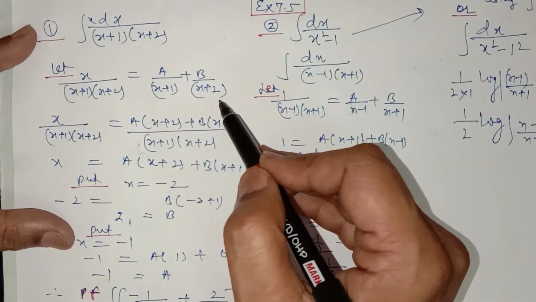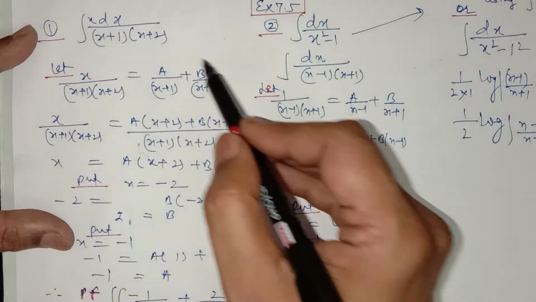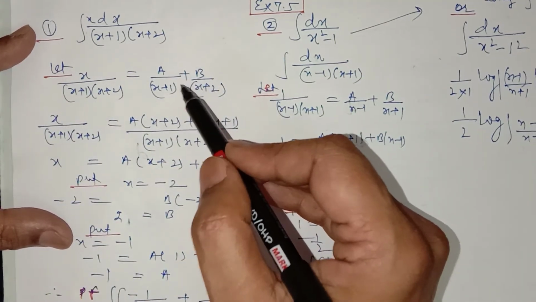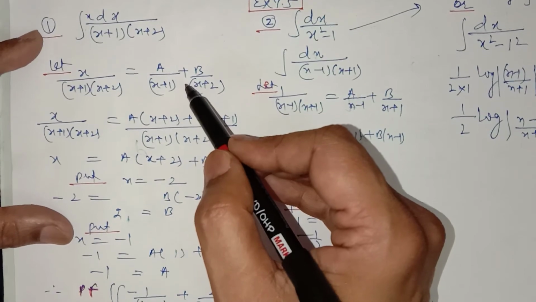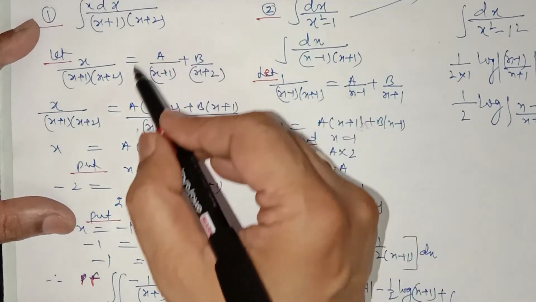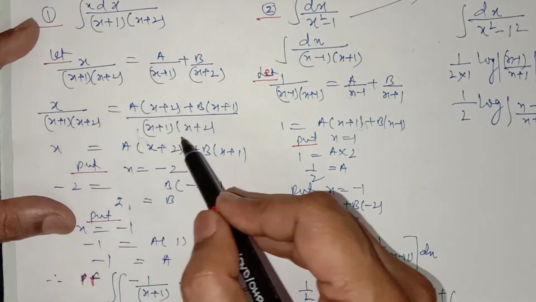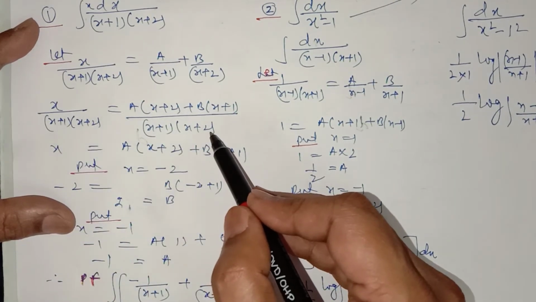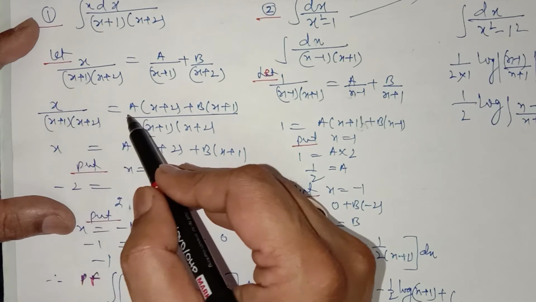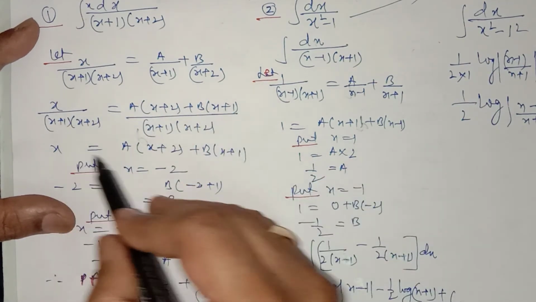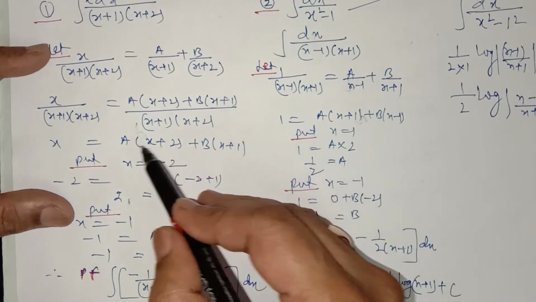the second factor. And you have to simplify this equation to find the value of a and b. So how do you do it? You add by taking the LCM. The denominator will cancel out, that is, x plus 1 into x plus 2 will cancel out. That comes out to be x is equal to a into x plus 2 plus b into x plus 1. And you have to use this equation to find the value of a and b.